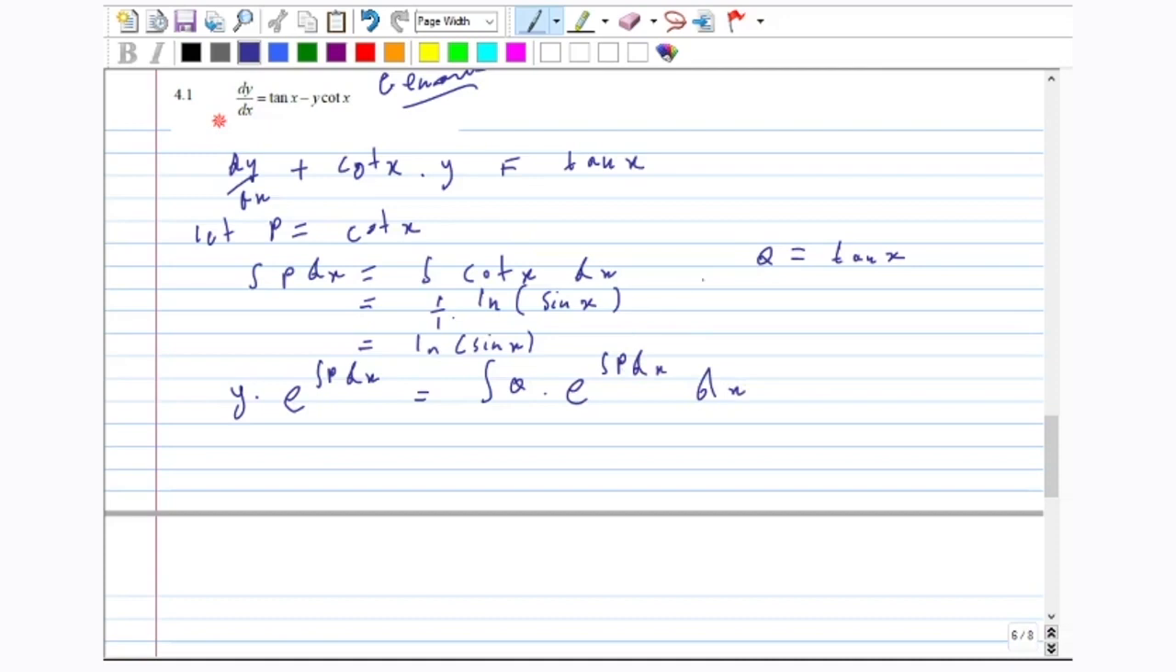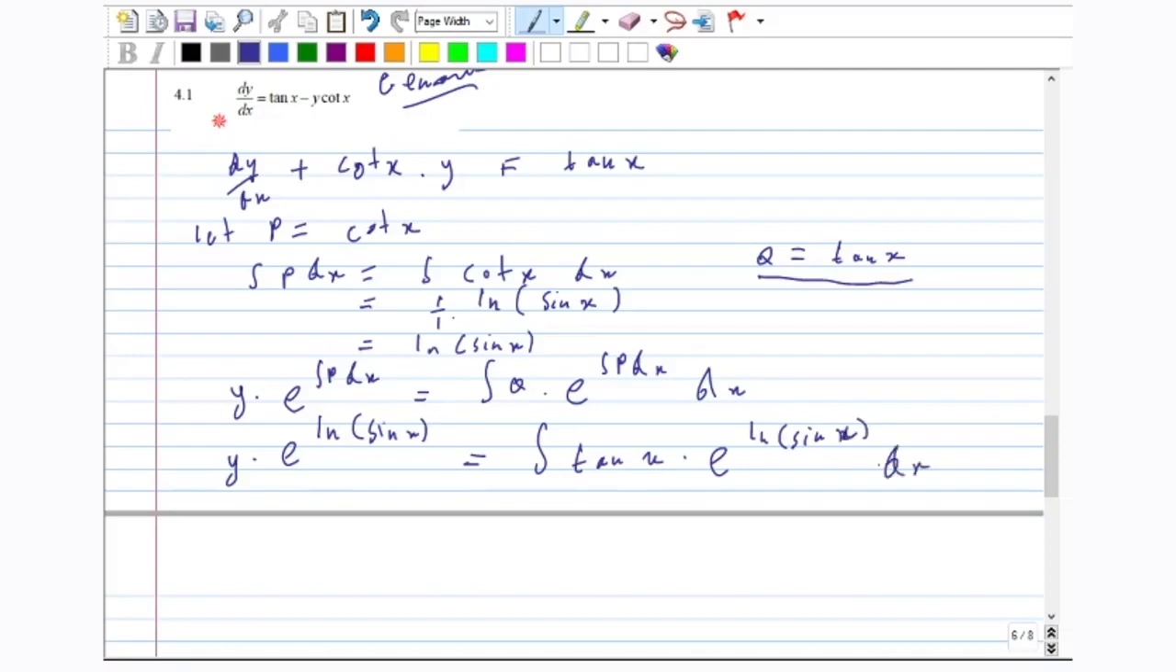Now we need to substitute whatever that we have found. So we do have the integral of p dx, we can substitute that. So we have y times e to the integral of p dx, we have found it to be ln of sine x, which is going to equal to the integral. The integral, we have q, so we need to substitute the value of q. We have it here, which is tan x, okay? Multiplied by e to the exponent, integral of p dx. We have calculated that to be ln sine x, okay?